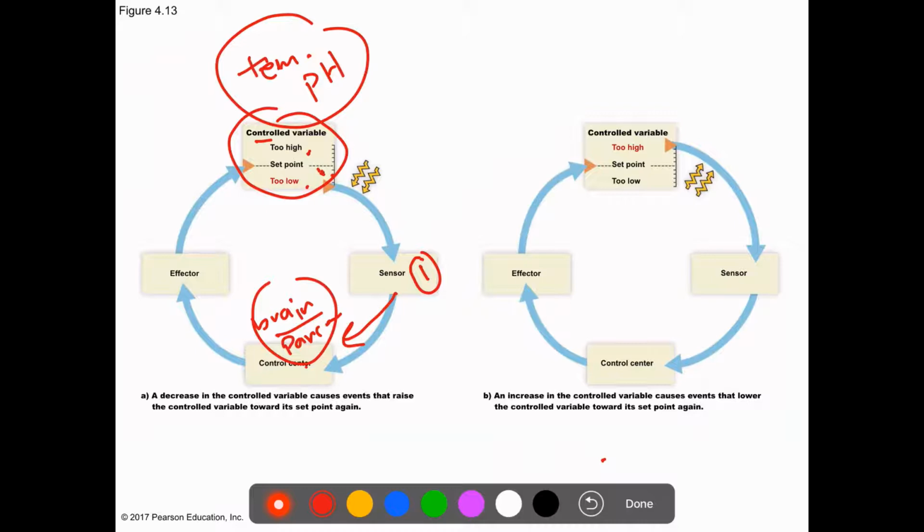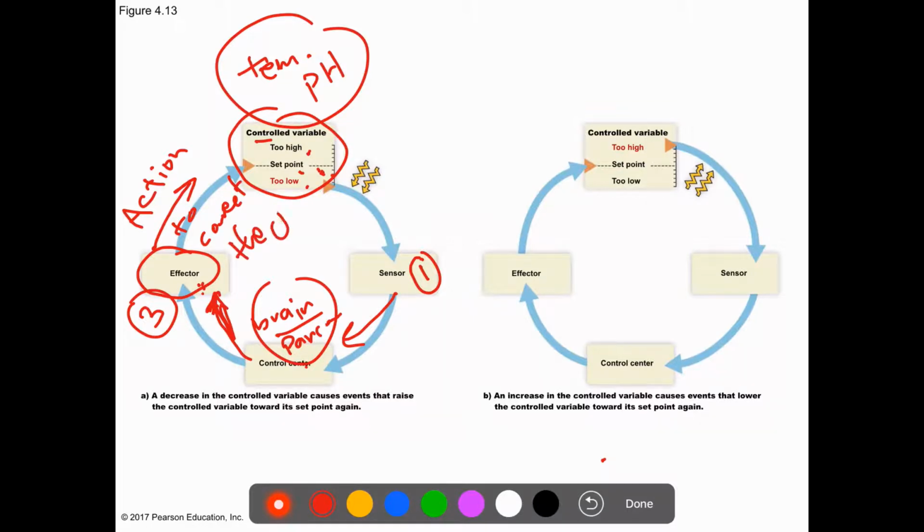They will compare the value, they will analyze it, they will check how far it is from the set point, and then they will signal a decision to the effectors. So they will send an order to these effectors. These effectors are going to take the action. They are going to produce an action to correct the change.